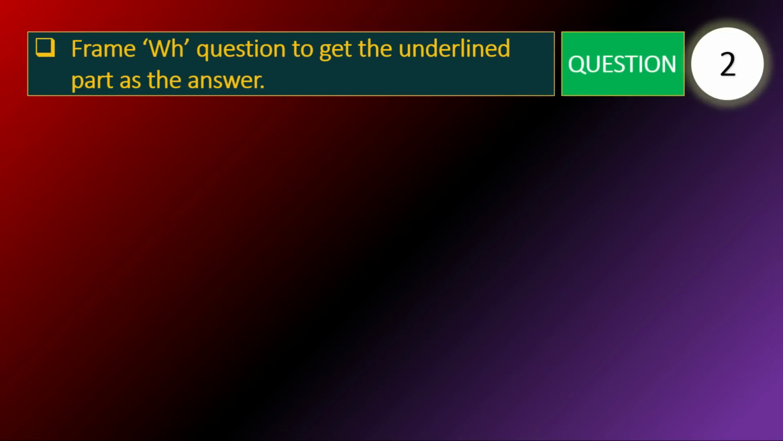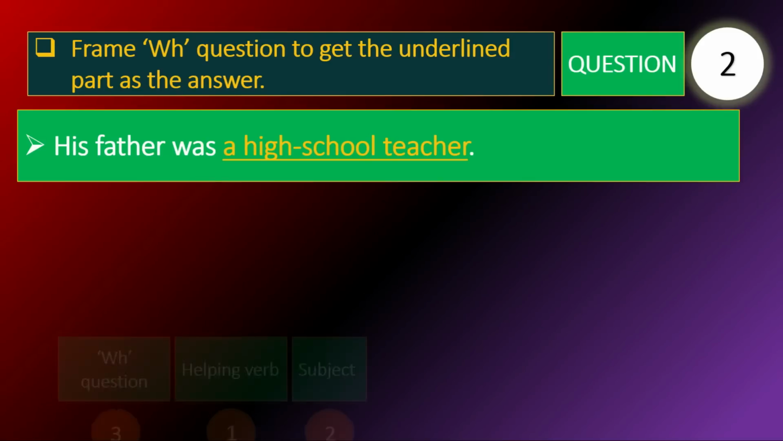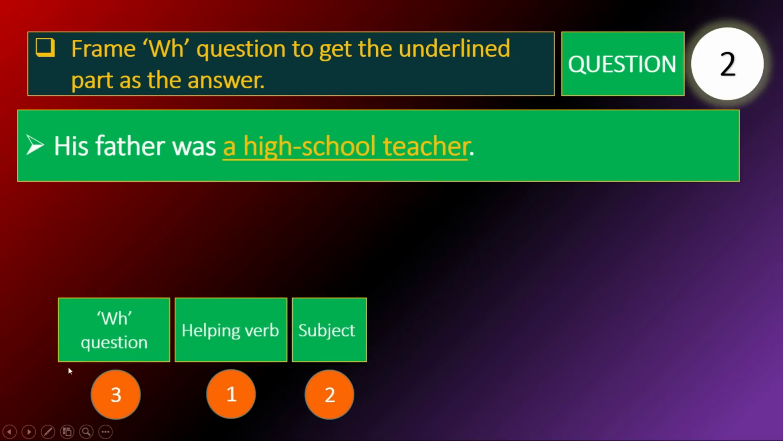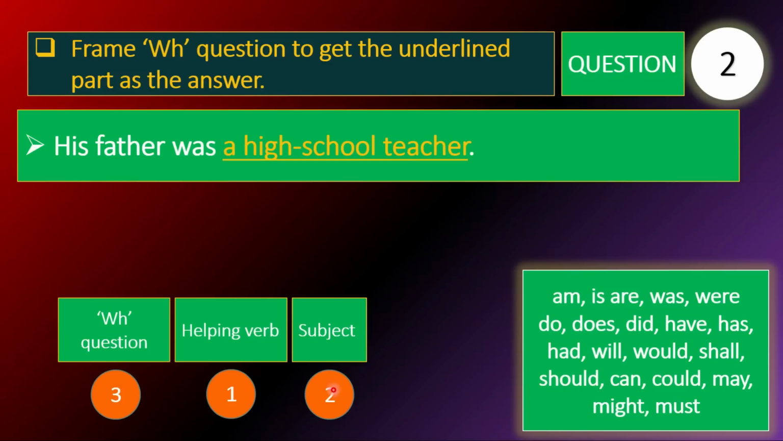Question 2. His father was a high school teacher. The underlined part is a high school teacher. Now, his father was something. When we mention something, the usual question word that we need to use is what. We discussed in the first part what can be used to talk about the subject and object. Let's see the structure that we need to use. WH question, but before that we have to begin with the helping verb. We have the list here, and then we have to use the subject. Then you add the WH word at the beginning.